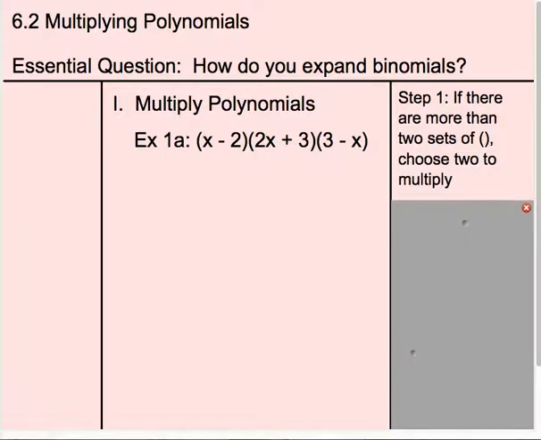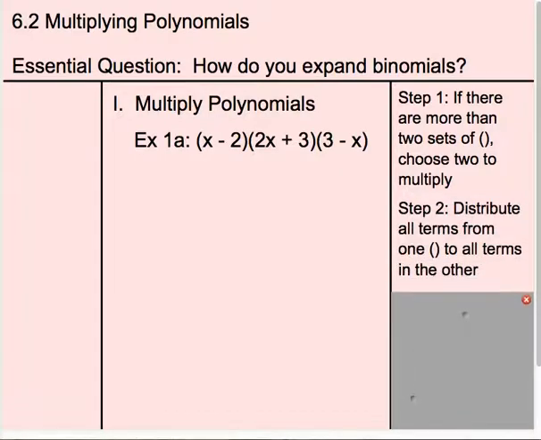If you have more than 2 sets of parentheses, just choose any 2 of them to multiply. Remember, you can multiply in any order. I like to go left to right, so I'm going to choose my first 2 sets of parentheses. And I'm going to go ahead and distribute. So x times 2x gives me 2x squared. Now I have a 3x minus 4x is negative x, and negative 2 times 3 is negative 6.